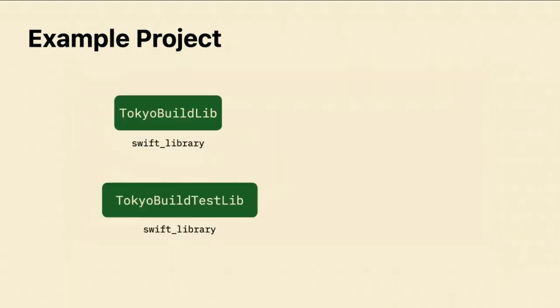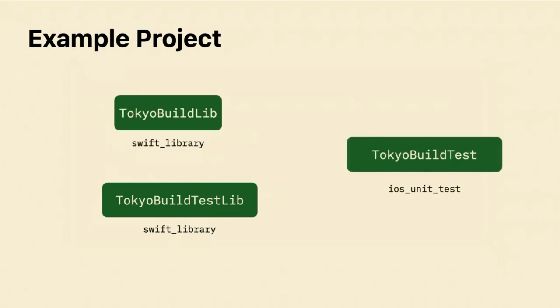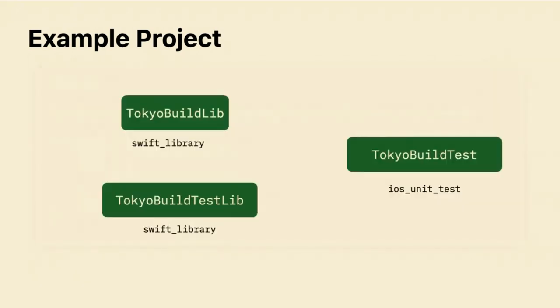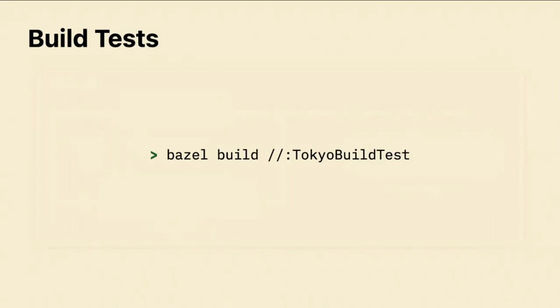And finally, we have Tokyo build test, which is the iOS unit test bundle. This thing we define in the build file. And the overall structure, pretty simple, looks like this. We have the test lib, which depends on our production code. And we have the test, which depends on our test lib and has a transitive dependency on the production code. So let's try to build it.